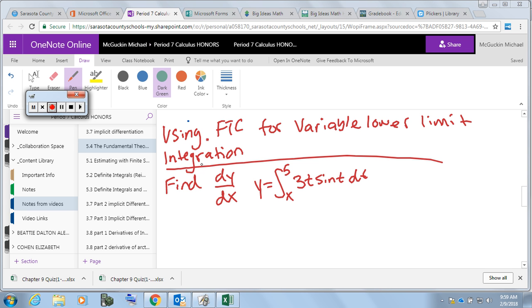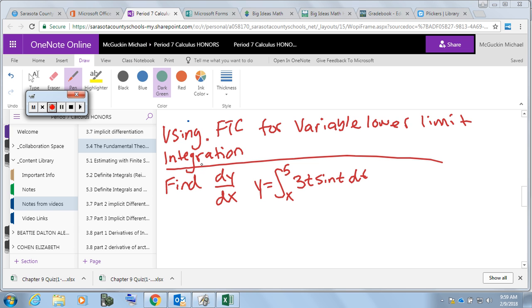And that's all going to stem from some rules of integration. So I hope you haven't forgotten your rules of integration, because they're coming back at us now. Let's take a look here for a sec. It says find dy/dx. Once again, find the derivative of an integral using the fundamental theorem of calculus. The integral is 3t sine t, from x to 5.